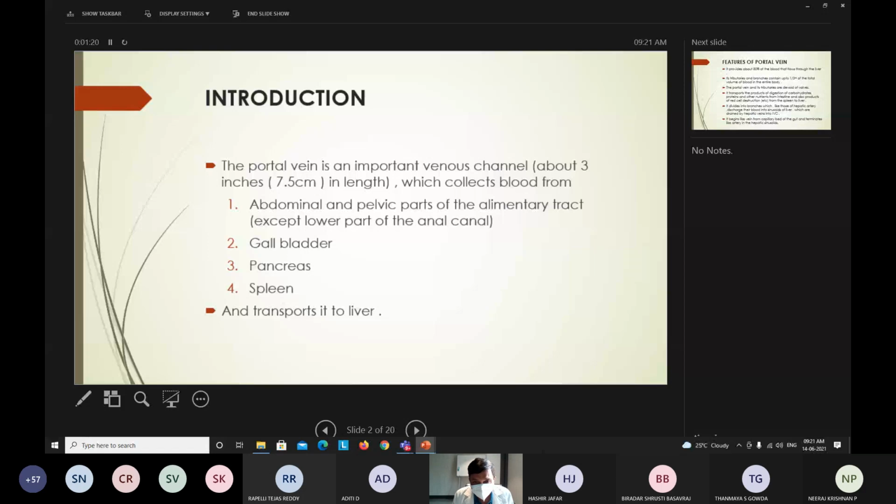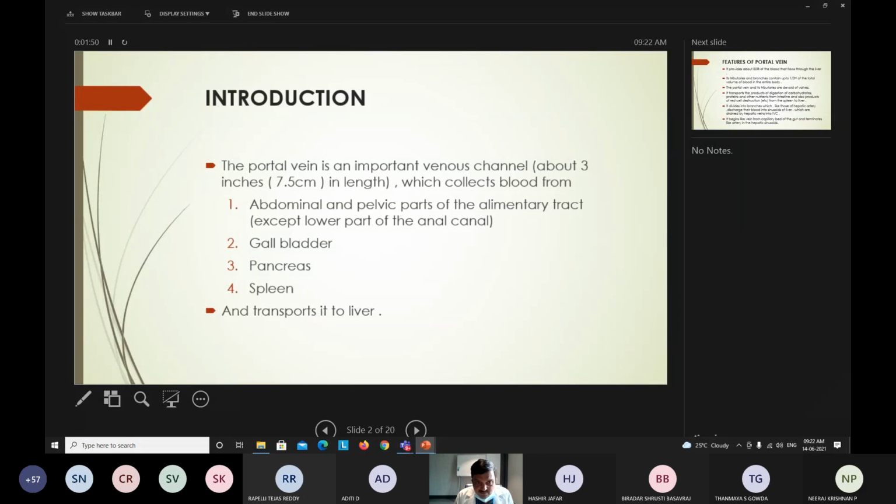Portal vein is an important venous channel. It measures about 3 inches in length, or 7.5 centimeters. Is it clear? Total length of the portal vein is 7.5 centimeters or 3 inches.